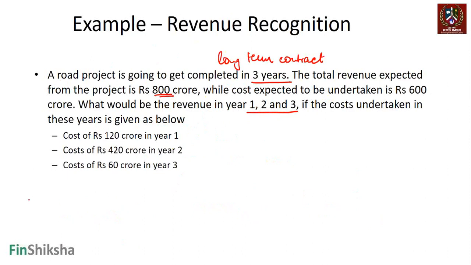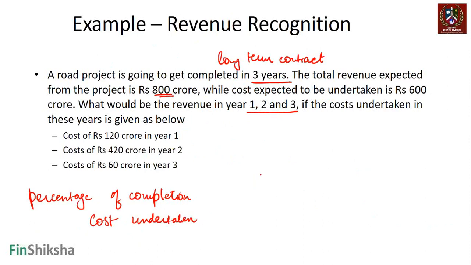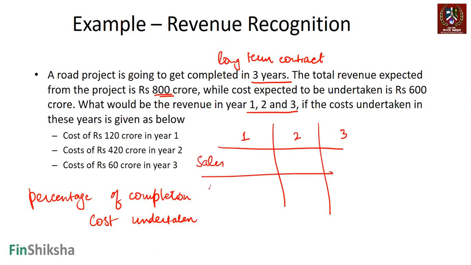In a long-term contract, remember, we use the percentage of completion method. And how do you look at what percent is complete? You look at the cost undertaken already, right? So the total cost is 600. This is year 1, this is year 2, this is year 3, right? We're going to look at sales and we're going to look at costs. How much of the cost is taken in the first year? That's 120, 420 in the second year, and 60 in the third year.